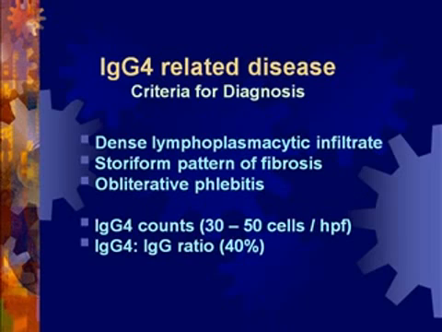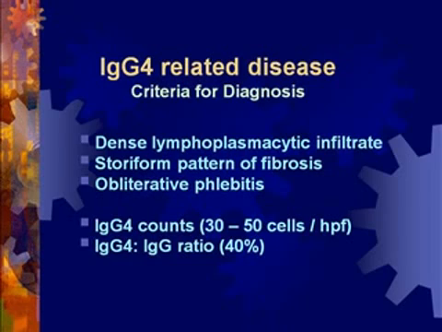Dense lymphoplasmacytic infiltrate is very essential. Storiform pattern of fibrosis may be seen, and then obliterative phlebitis is quite characteristic. People have discussed, argued, and come to some conclusion on IgG4 counts in the histology slides. If it shows 30 to 50 cells per high-power field, it's quite characteristic. And others have discussed the possibility of an IgG4 to IgG ratio, with IgG4 being positive in about 40% of the cells.